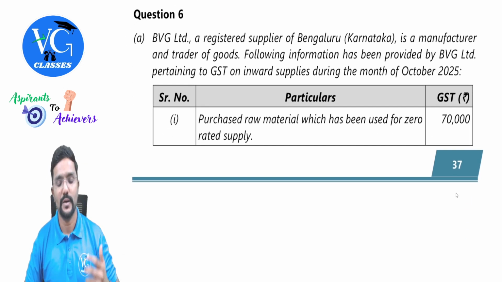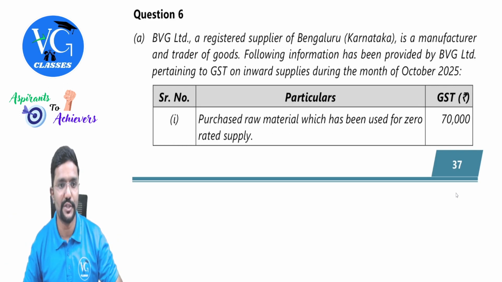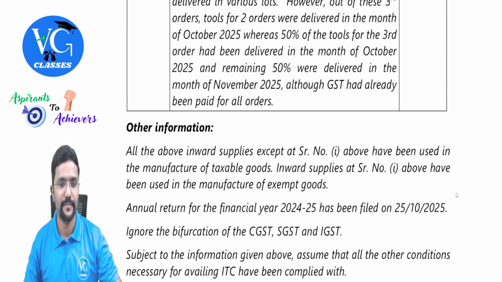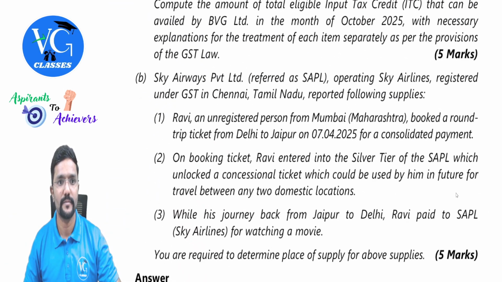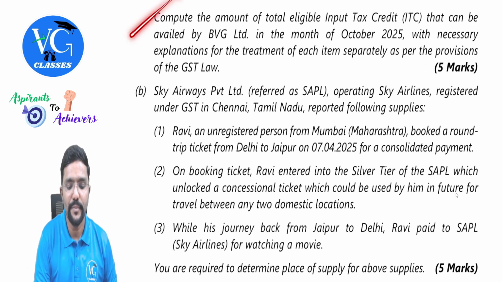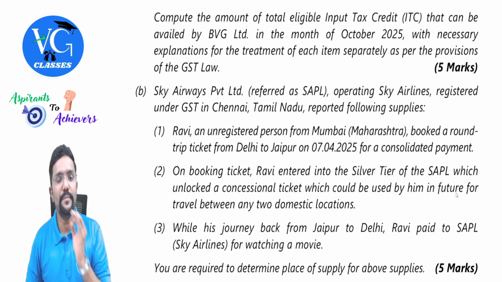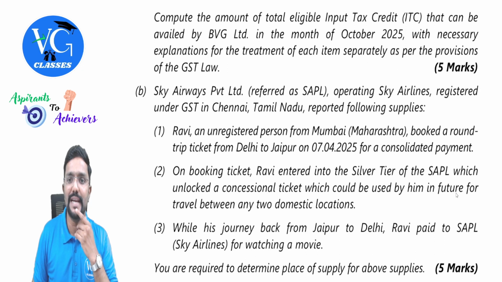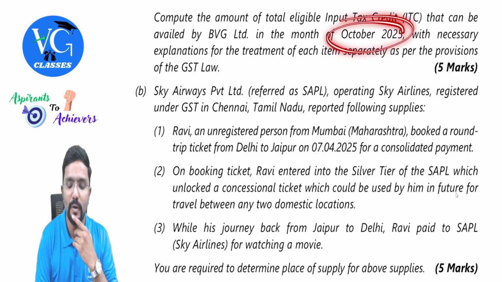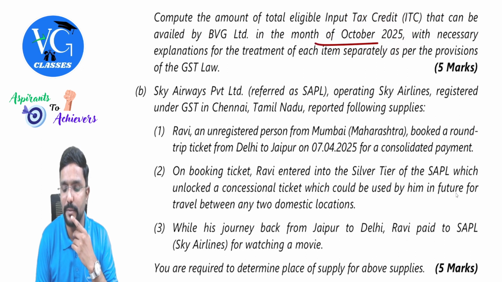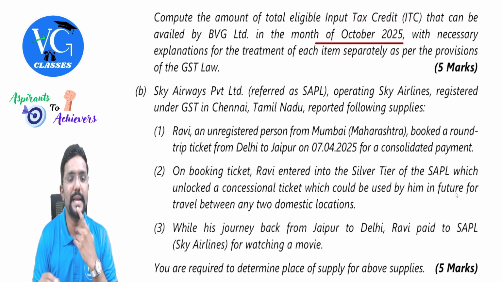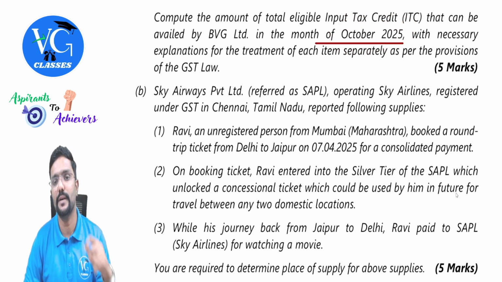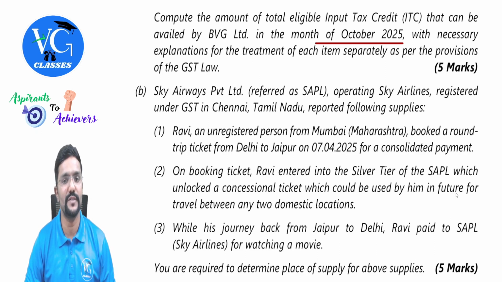Let us move to question number 6. Done with compulsory questions, guys. Question number 6 is on ITC, a 5 marks question. Sub question A: compute the amount of total eligible input tax credit that can be availed by BVG Limited in the month of October. For October, how much credit is available?